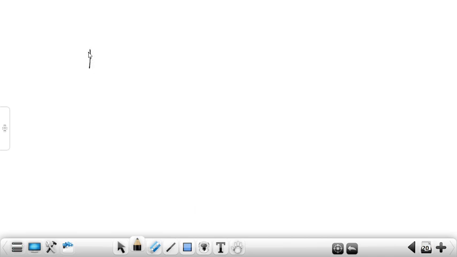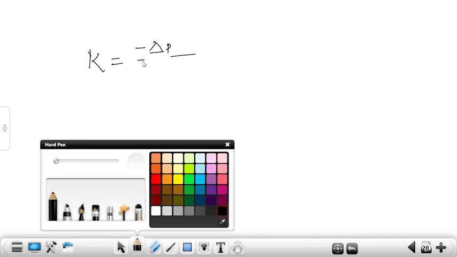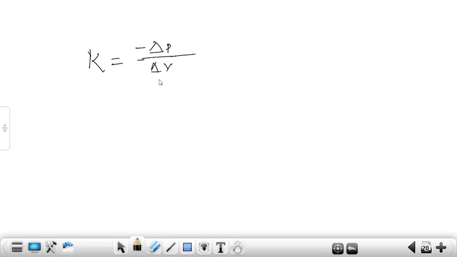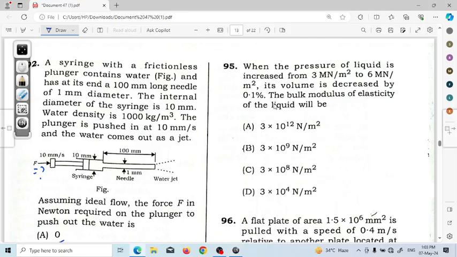So the bulk modulus K, which is delta P divided by change in volume with respect to volume. So the pressure given 3 meganewton and P2 given 6 meganewton. So the difference is 6 minus 3, which is equal to 3 meganewton per meter square, and the volume change given 0.1%.